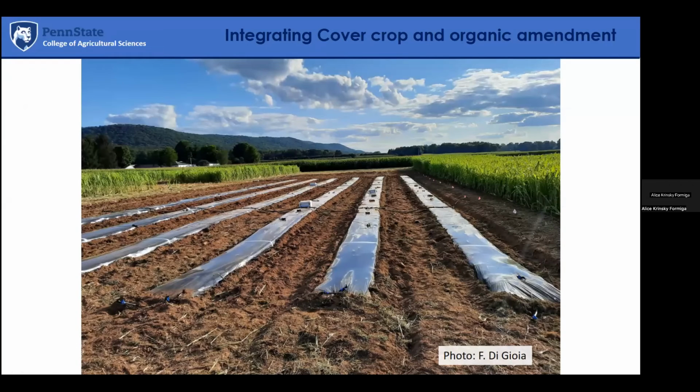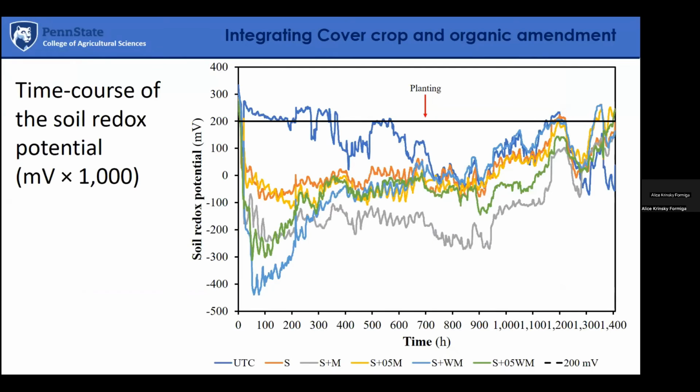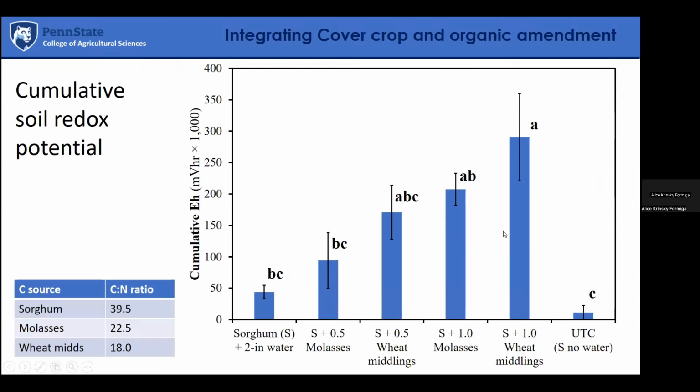And then, after incorporating everything, we lay out the plastic and again the sensors to monitor everything. And what you see here is the same graph showing how the treatment affected the level of anaerobicity. One thing you can see here, the treatment that reached the lowest level of anaerobicity is really the one with the sorghum combined with the full rate of wheat middlings. And with molasses, we still see that molasses is determining a longer period of anaerobicity.